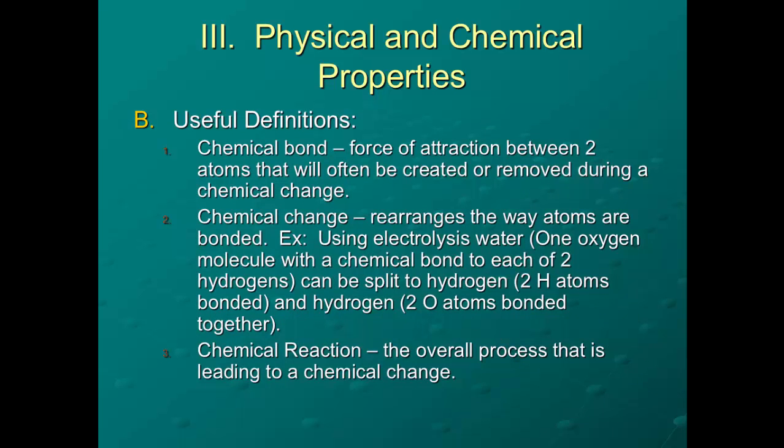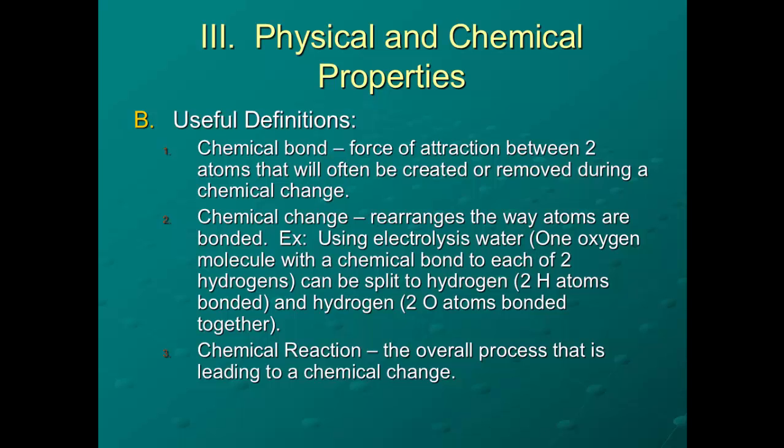So here are some definitions that will be useful when we're talking about our physical and chemical properties. A chemical bond holds two atoms together. It's the attraction between those atoms. And it will either be created or removed when there's a chemical change that goes on. A chemical change is a rearrangement of the atoms and how they're bonded.